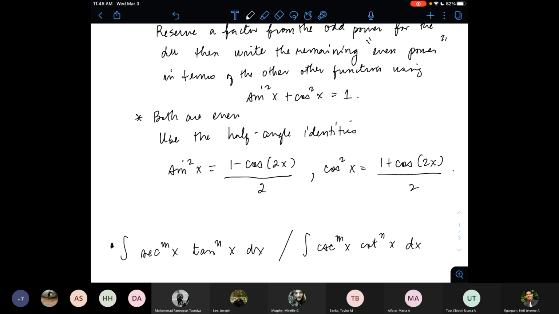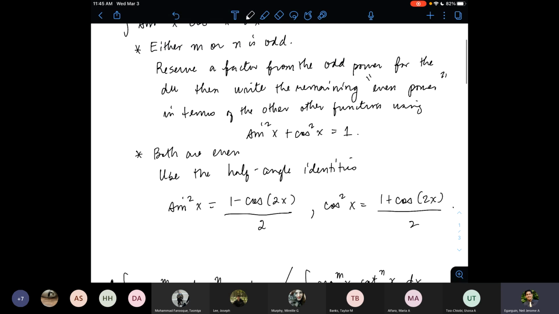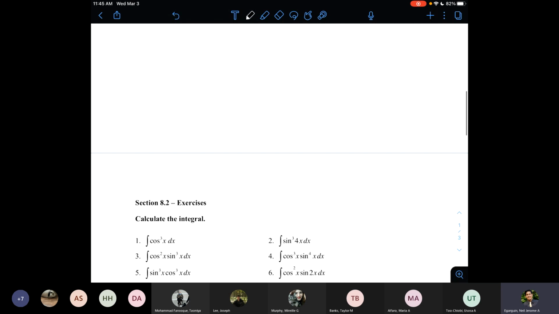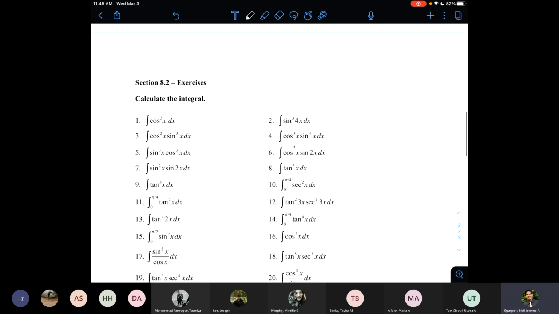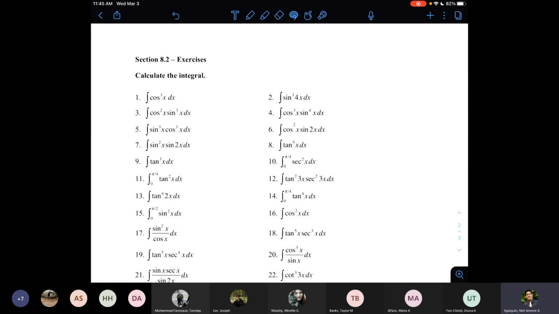Okay. Now I have 5 or so minutes, so let's apply this to the asterisk here and look at some problems. Let me try problem 4.